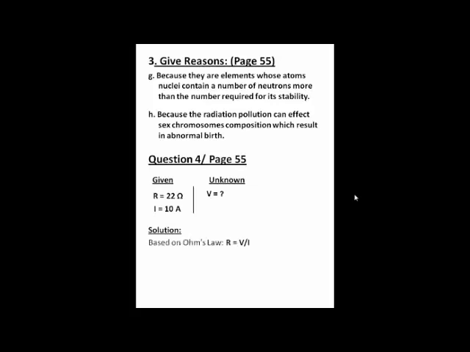Based on Ohm's law, which says that the resistance is equal to potential difference over intensity, we can isolate the potential difference. Once we do, the new relation is going to be V equals R times I. Potential difference is equal to resistance times intensity. Now we have both values, we have resistance and we have intensity. So our potential difference is going to be 22 times 10 equal to 120 volts. And let's go on with the last question on page 55.